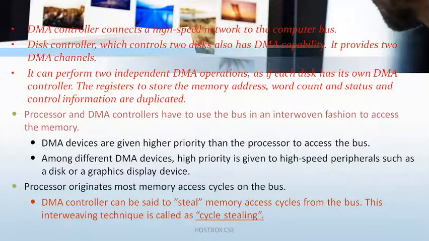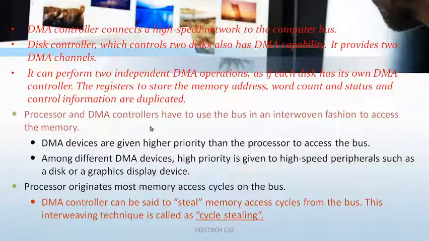Here the DMA controller always connects a high-speed network to the computer bus, and a disk controller which controls 2 disks also has DMA capability and provides 2 DMA channels. Don't forget, it can perform 2 independent DMA operations as if each disk has its own DMA controller. The registers to store the memory address, word count, and status and control information are duplicated here.